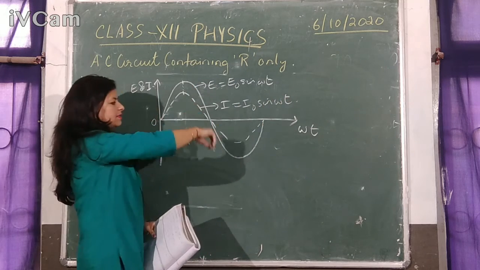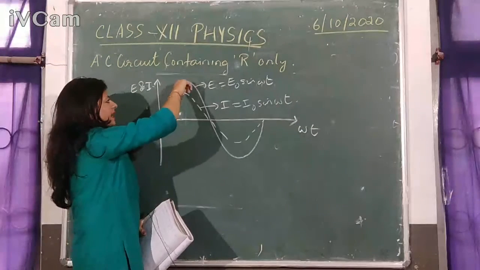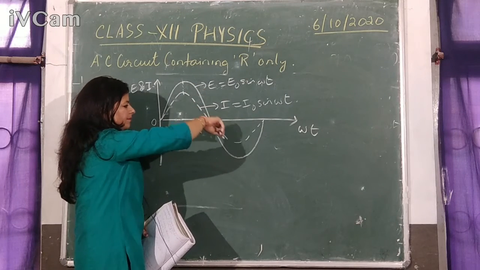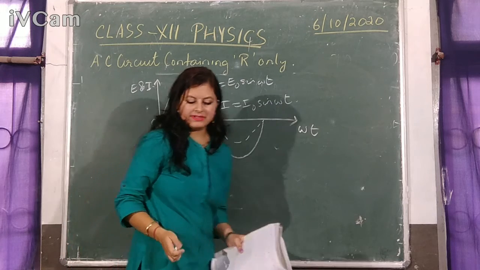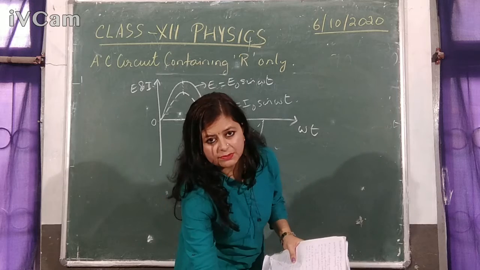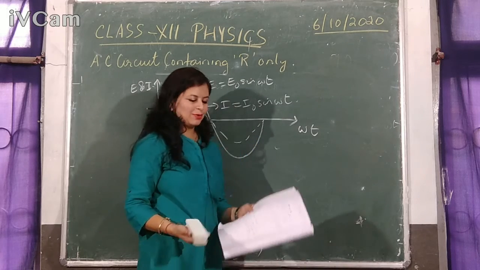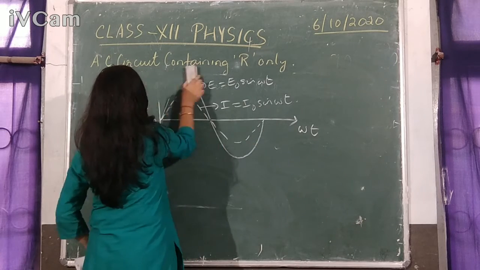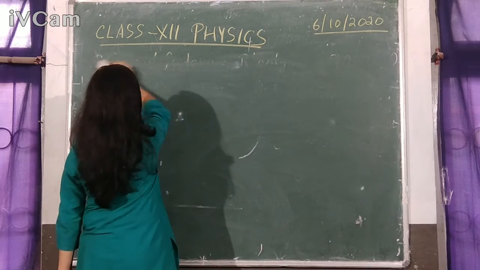So from this it is evident that the starting point of both waves is the same. Maximum they reach at the same time, minimum they reach at the same time, and even in the reverse direction they are following the same timing. That means they are in phase with each other. So here the phase difference between current and voltage for a circuit containing R only is equal to 0. All right, now let's proceed to another circuit, taking another element connected to an AC source.